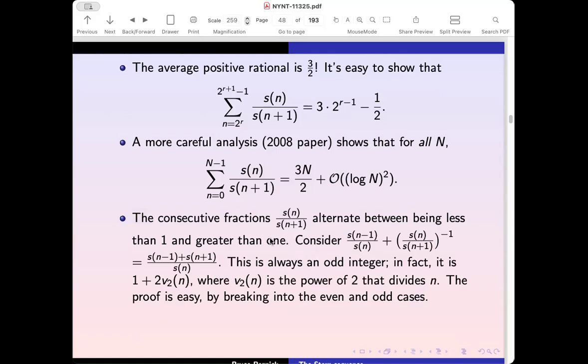This was one of the things that people in the 19th century thought was really interesting. If you take S of n minus 1 plus S of n plus 1 over S of n, this is always an odd integer. In fact, it's 1 plus 2 times the power of 2 that divides n. And again, that's relatively easy to prove by induction.